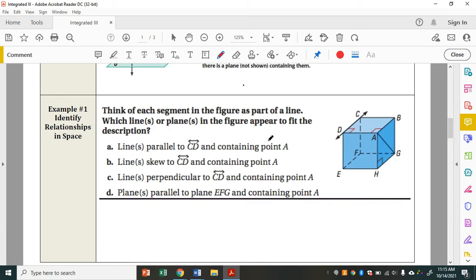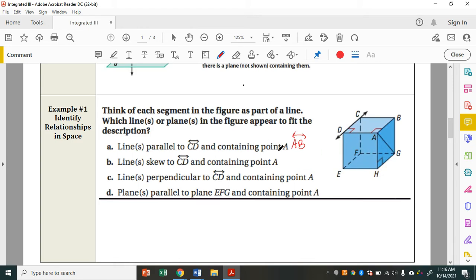So in this first example, it says, think of each segment in the figure as a part of a line. We want to know which line or plane in the figure appear to fit the description. On letter A, we want a line that's parallel to this line CD that also contains point A. There are plenty of lines here that are parallel to CD, but there's only one line that contains point A that's also parallel to CD. That would be this line here, AB. So AB would be a parallel line that contains point A.